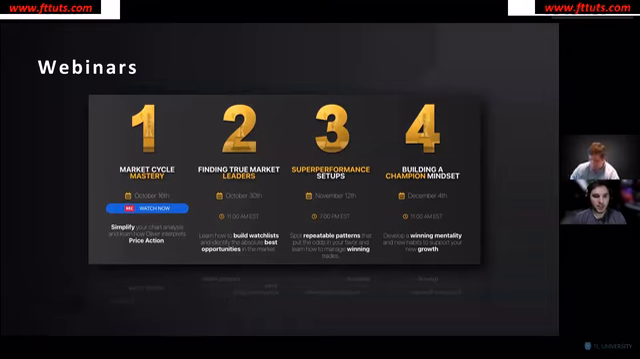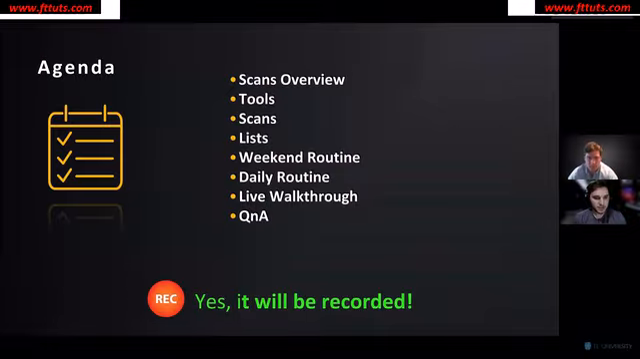And going through the agenda of today, we'll be starting off with some overviews. Oliver, if you go to the next slide, please. First, we'll be talking about the scans overview, going through the tools that Oliver uses, going through each individual scan, the list, the weekend routine, daily routine, and finally a live walkthrough of how he uses FinViz, MarketSmith, and also TOS to organize and prepare for the next day.